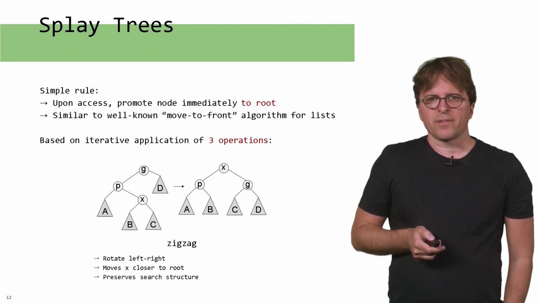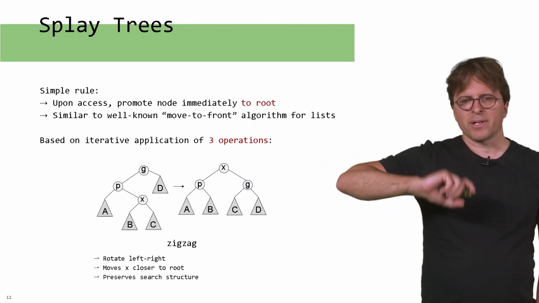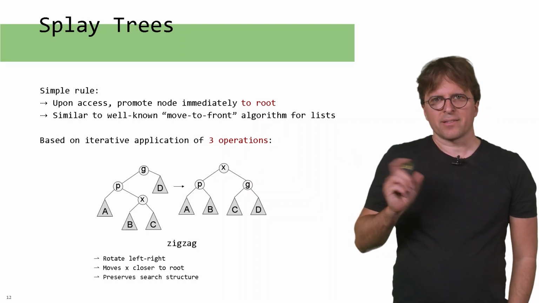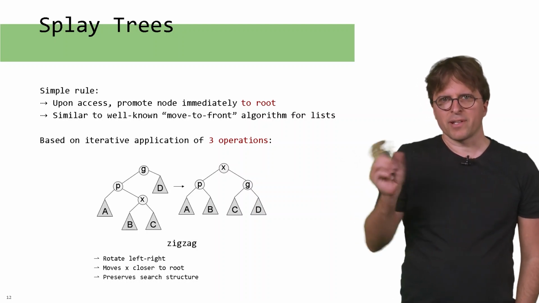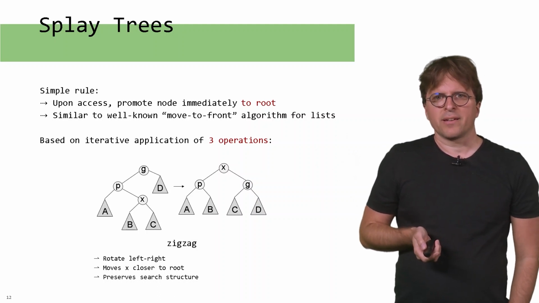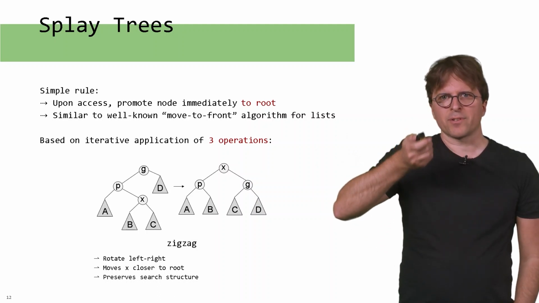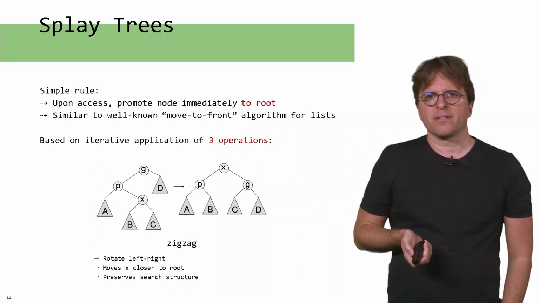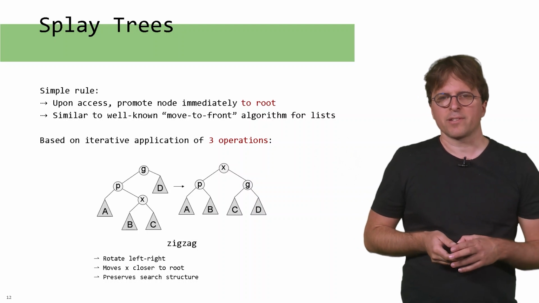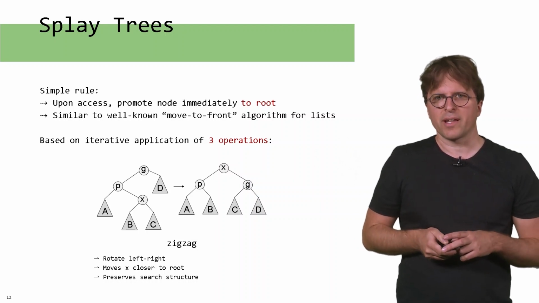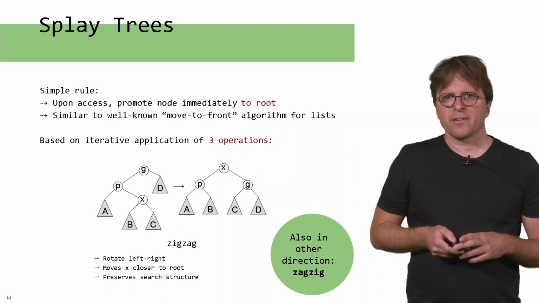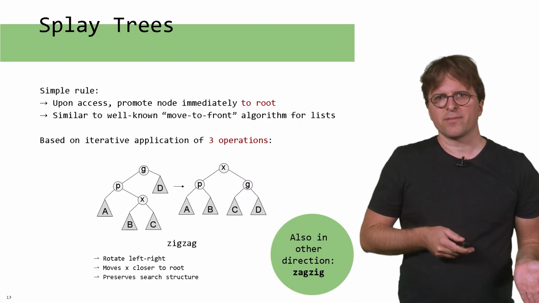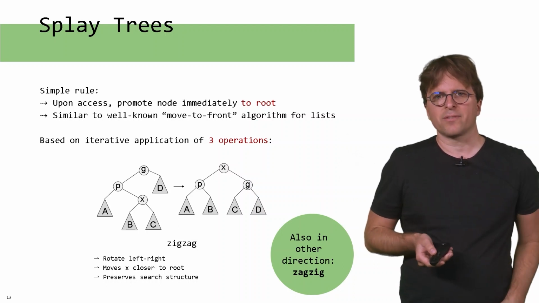And then there is operation zigzag, that is first doing a left rotation and then a right rotation. And again, in this picture you can see how this is done. And again, we move x closer to the root, or in this case, it becomes the subtree root. And the search structure again is preserved if you do a zigzag operation like that. And also here, there is a corresponding symmetric operation. This is called zag-zig. So it's doing first a right and then a left rotation.